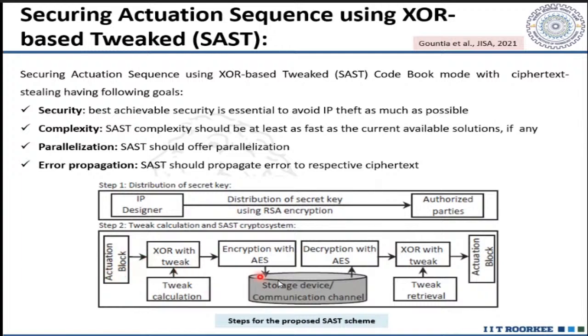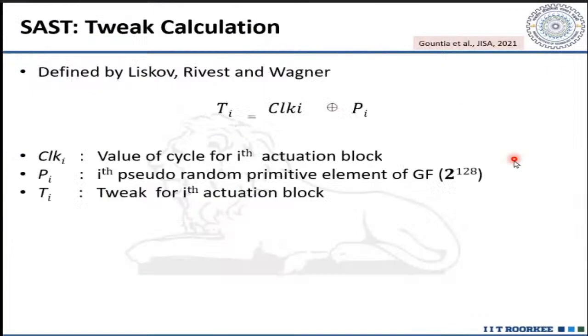So we proposed a technique for how this actuation sequence can be secured by using some tweak calculation and XOR with this tweak, and then encryption with AES. So we use AES here again, and then the storage device or communication channel goes through that, and it is decrypted at the other end by using this protocol. This technique we call securing the actuation sequence using XOR-based tweak. So that is known as SAST, and this talks about the security mechanism for this kind of chip.